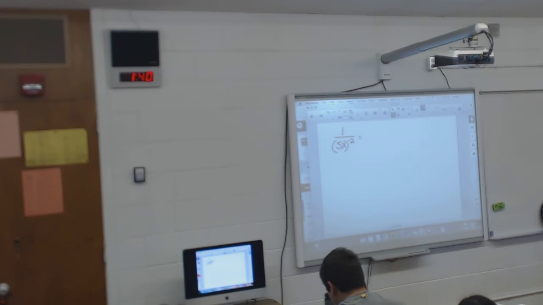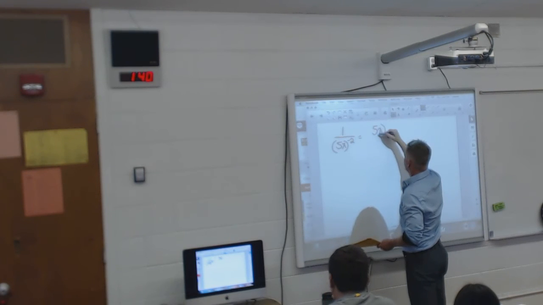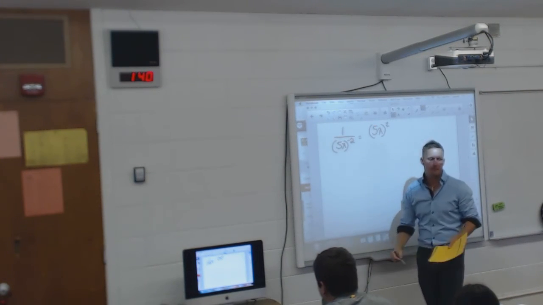Justin? Reciprocate. Sure. That's right. How do I make a negative that's on the bottom a positive? Move it to the top of the fraction. Reciprocate it if you want. That works. 5x squared. Done.